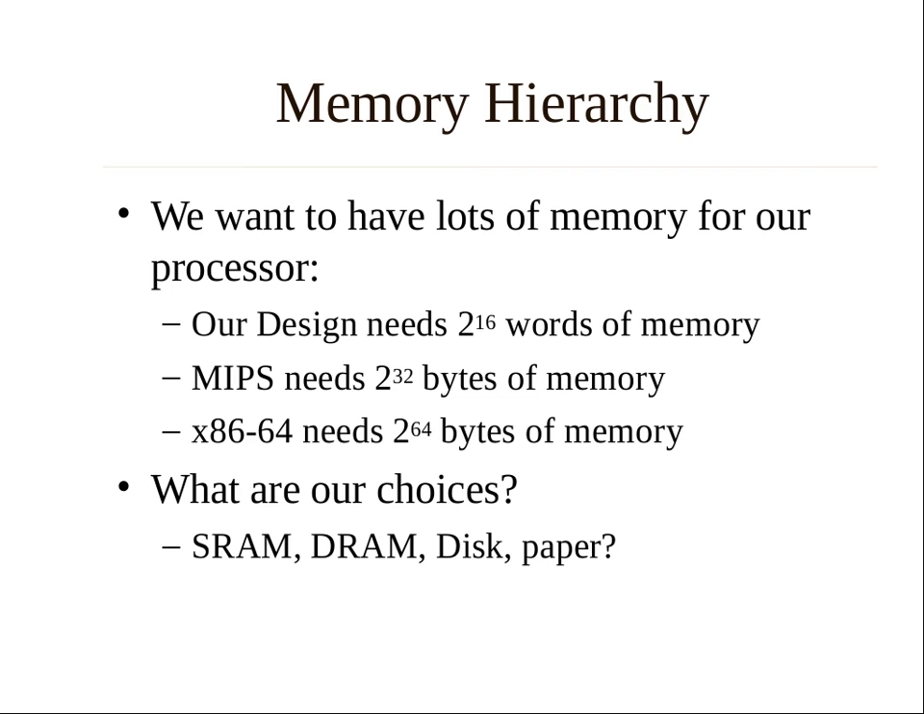All right. So we have lots of memory for our processor. Well, we want memory at least. In our design, we've only used 2 to the 16 words of memory. MIPS requires 2 to the 32nd because that's how much memory you can address in a 32-bit integer. And the latest 64-bit x86 requires 2 to the 64 bytes of memory. What choices do we have?